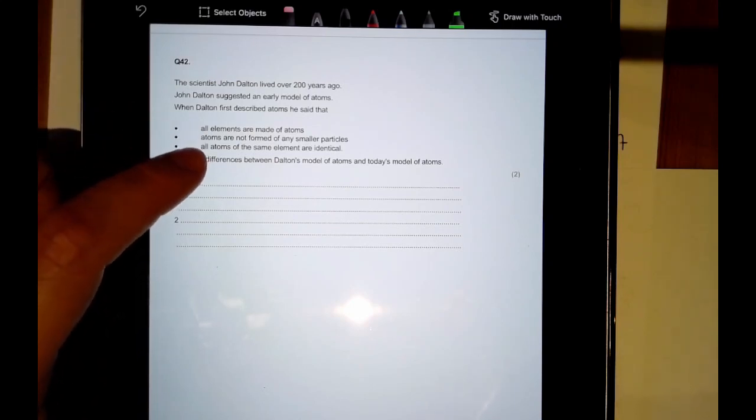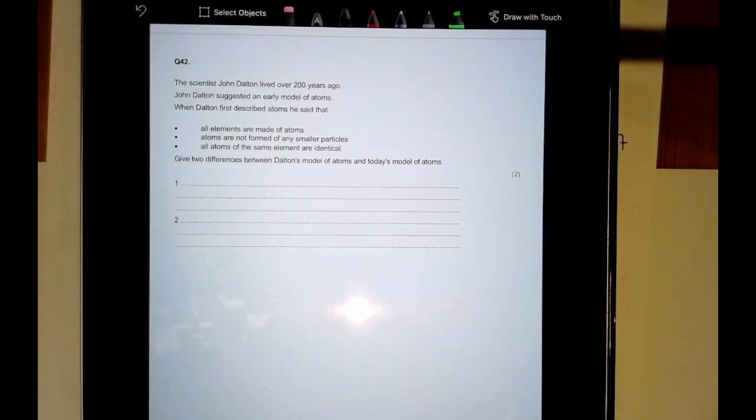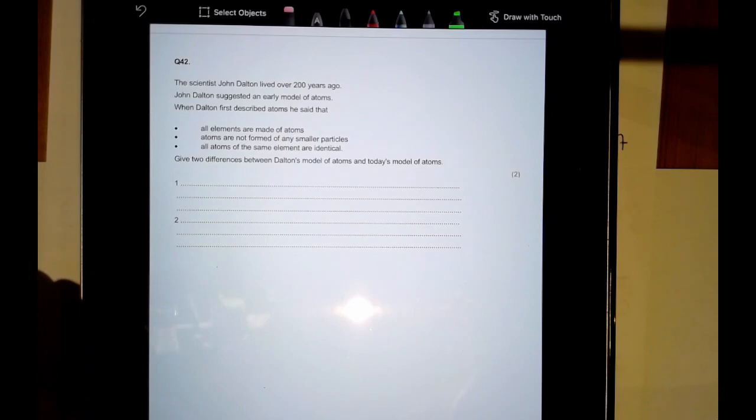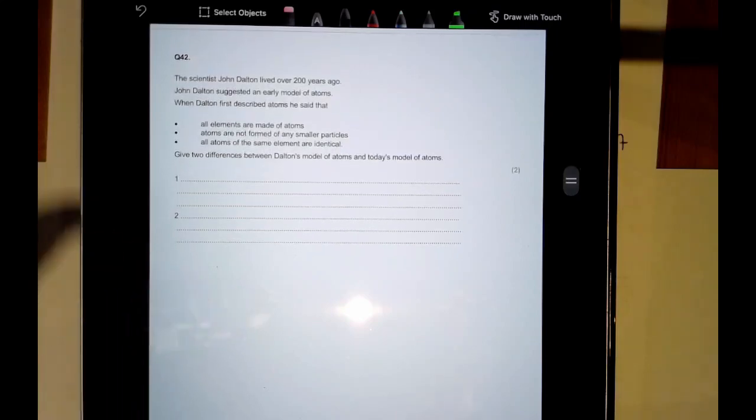The other thing you can argue with is he said all atoms of the same element are identical. We now know that's not true. We know that isotopes exist, and some atoms of the same element can have a different number of neutrons. And they are all the questions.